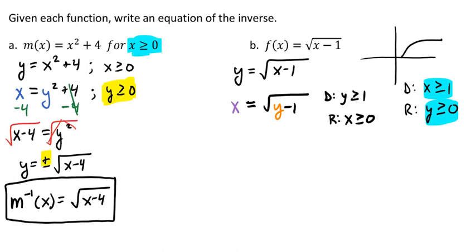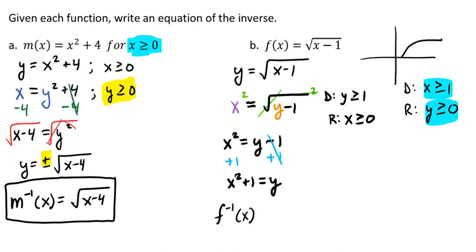And now I'm going to solve for y. So I'm going to square both sides, which gives me x squared equals y minus 1. Then I'm going to add 1 to each side. After I've done that, that's going to give me x squared plus 1 equals y. And that leaves me with f inverse of x equals x squared plus 1. But here I have a restriction that I need to write. So I can write with a semicolon, or I can put it with the word for, x being greater than or equal to 0.